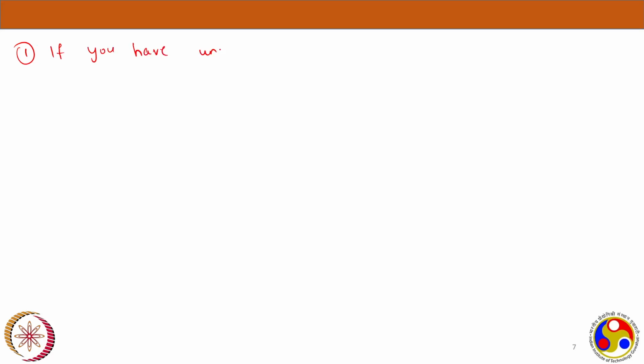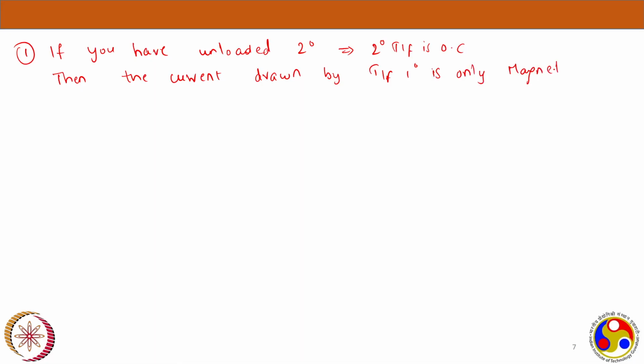If you have an unloaded secondary, that is, the secondary of the transformer is open circuited, then the current drawn by the transformer primary is only magnetizing current. Okay, that's clear.